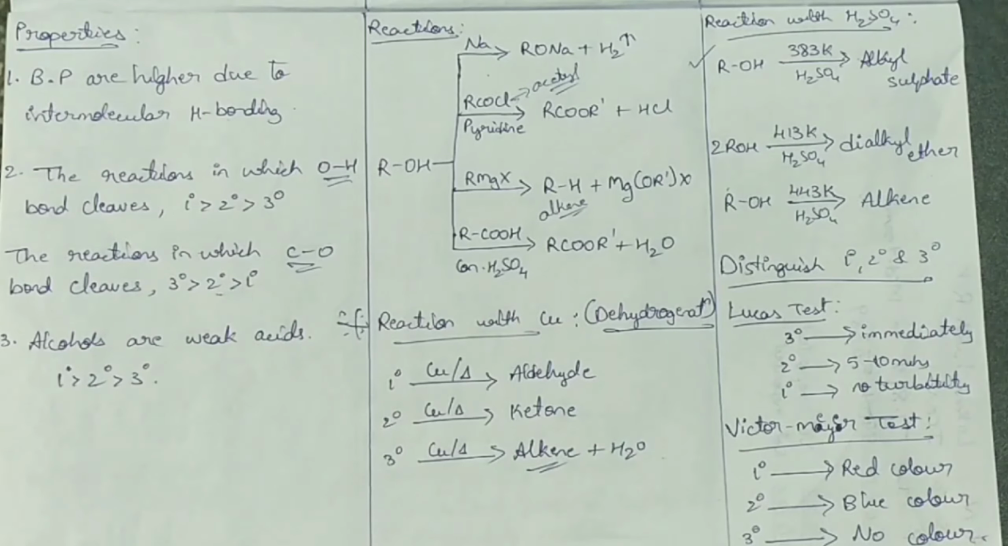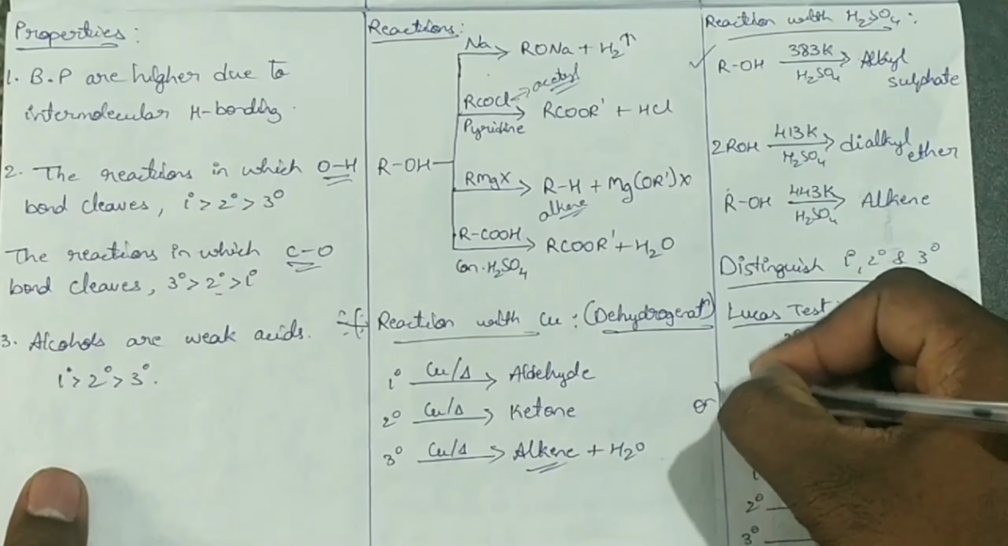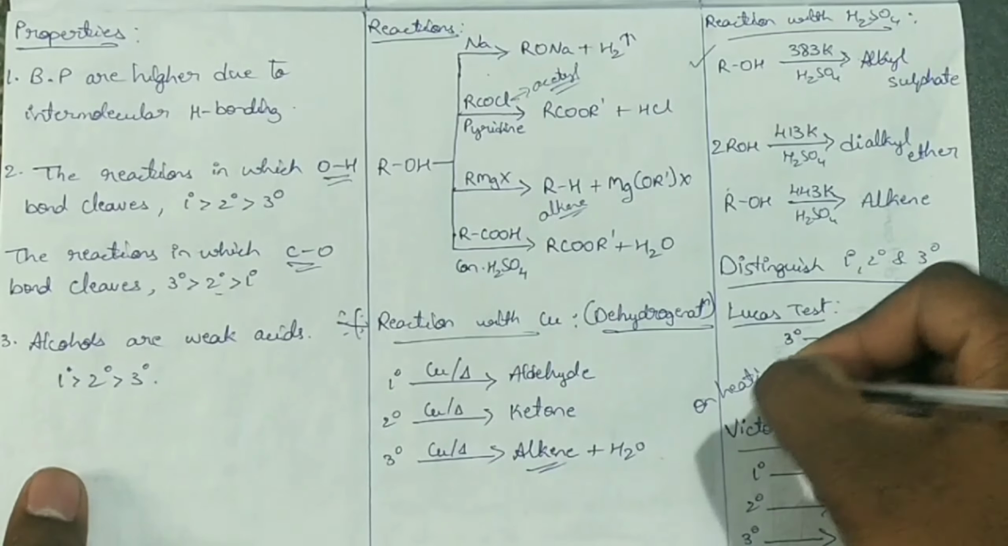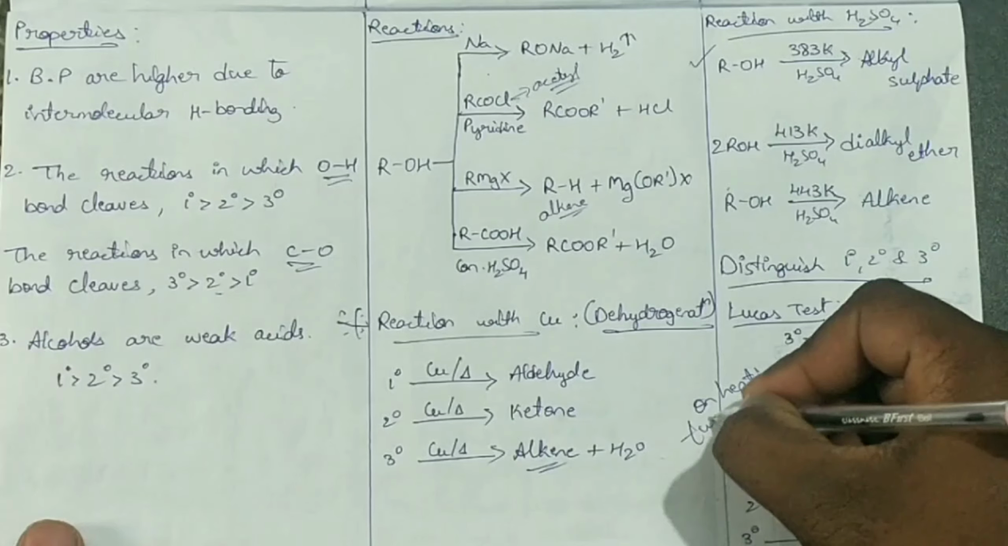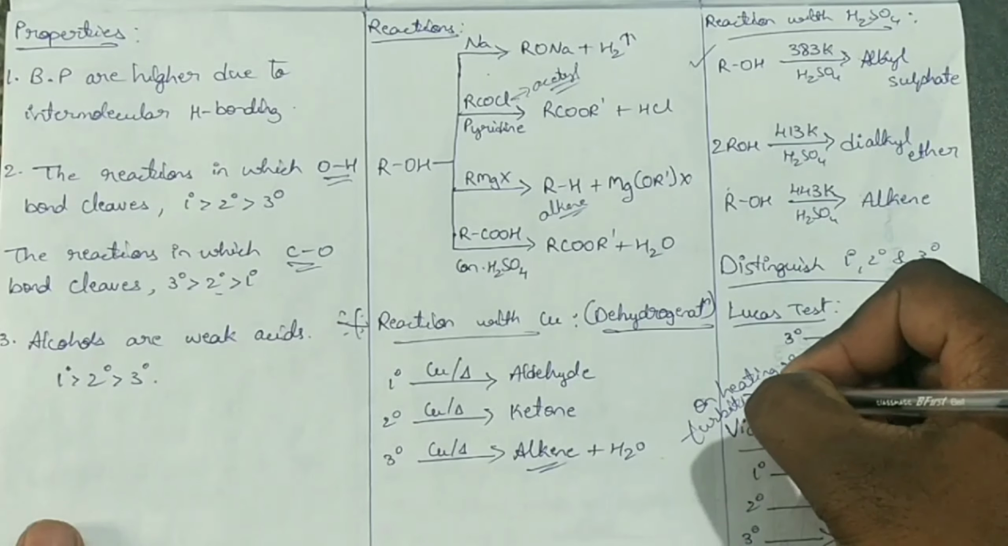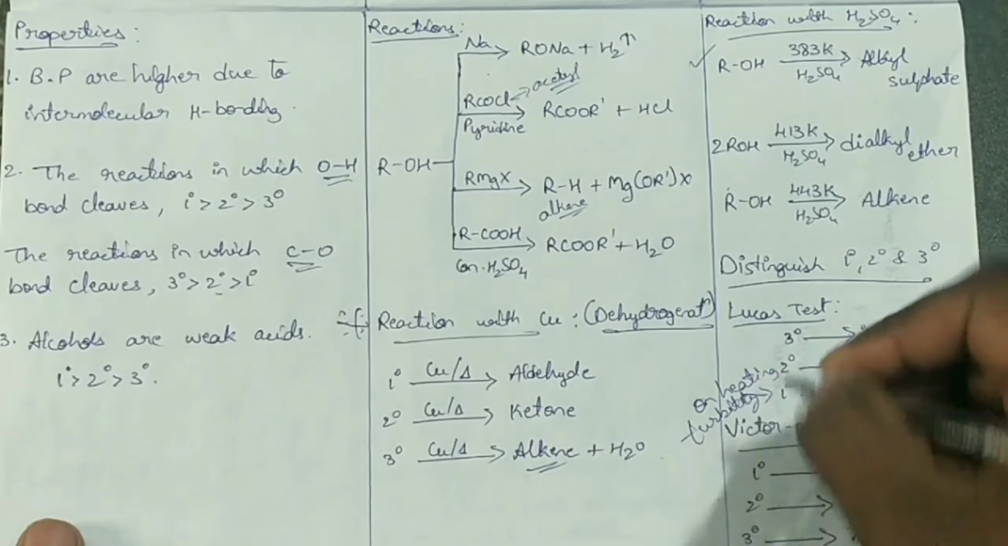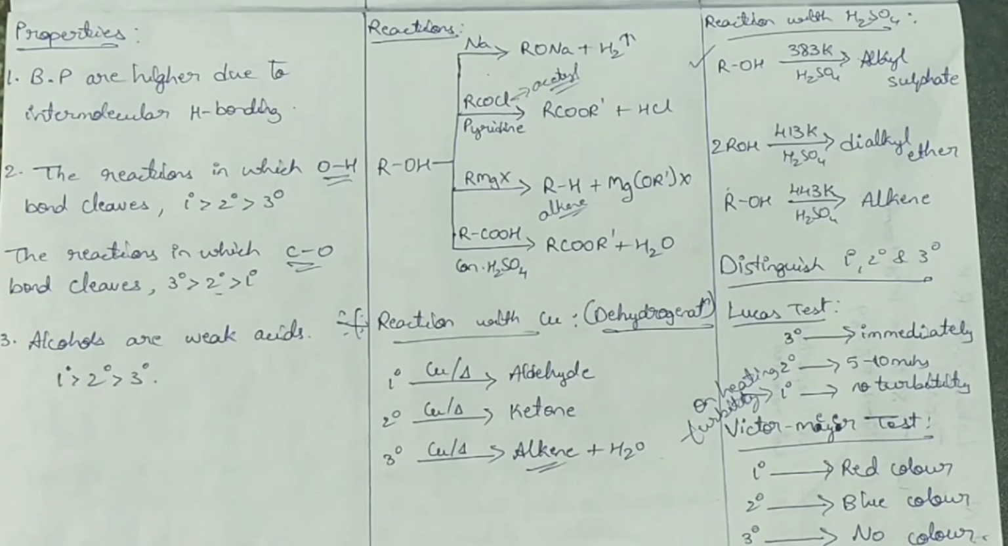A primary alcohol does not form any turbidity at room temperature, but on heating the primary alcohol will give turbidity.